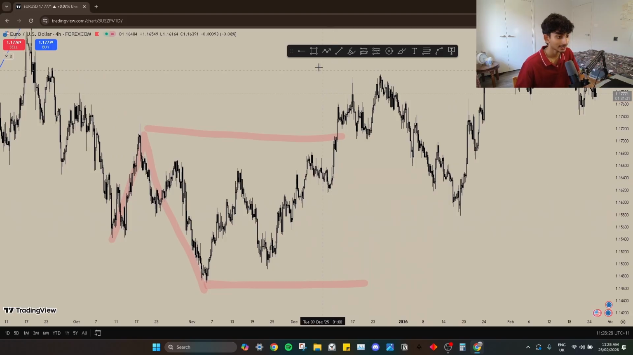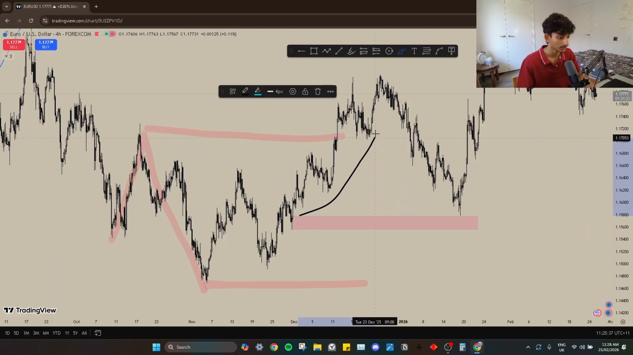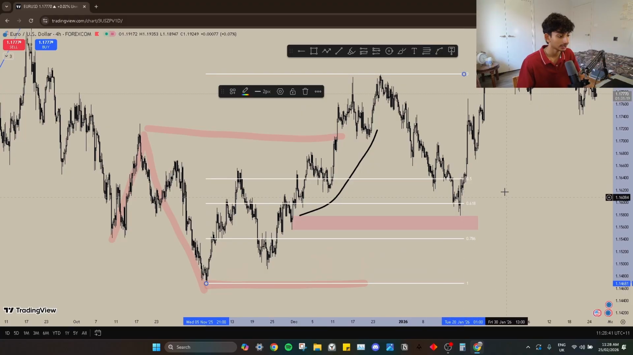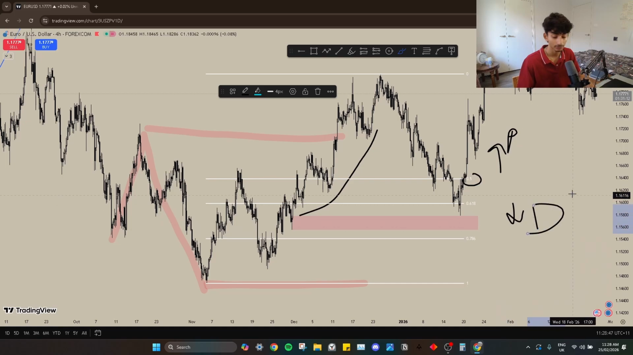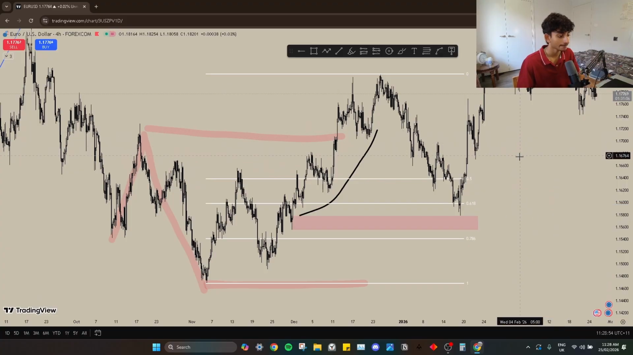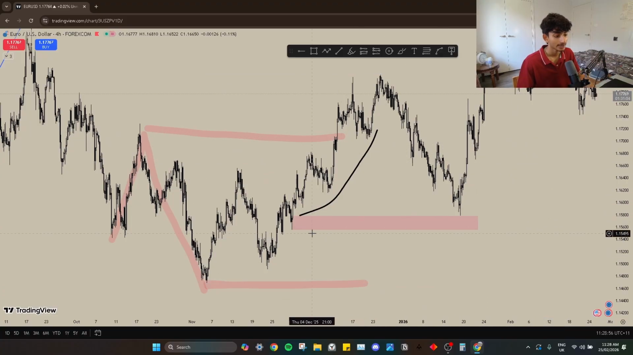So let's say there's a beautiful demand zone right over here, just like this. Why is this a good area of demand? Because there's so much liquidity, and on top of that, it's in discounted price. As you know, above the 50% is premium, below is discount. In an uptrend, we want to be trading in discount. In a downtrend, we want to be trading in premium. So it's below the 50%, and there's so much resting liquidity.